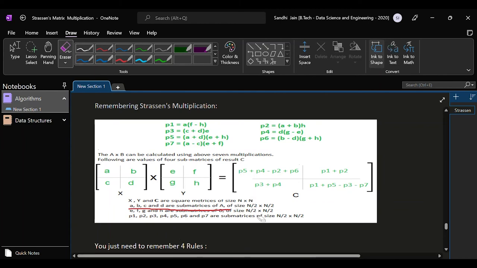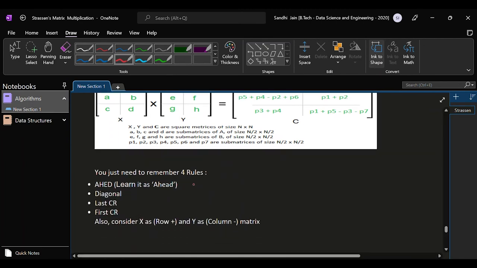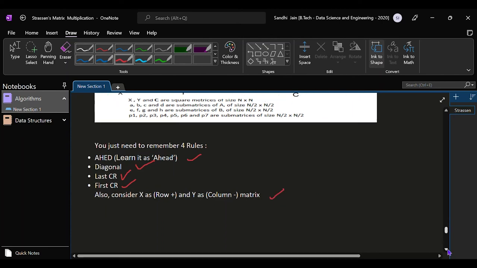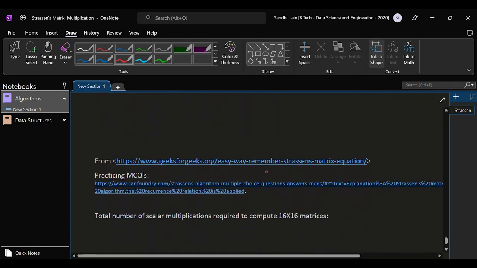Now how we are going to remember it, क्योंकि हमारे पास single element case है नहीं, तो उसका एक trick होता है which is already mentioned in GeeksforGeeks. We have to remember these four terminologies: A head, diagonal, last column, and then first column, and then row plus and column minus situation. Okay, so these are the things that we have to remember. So now we'll look forward into the same place where it has been mentioned.